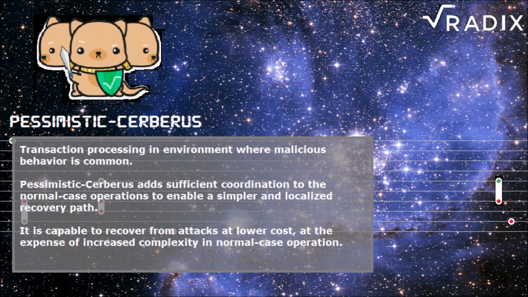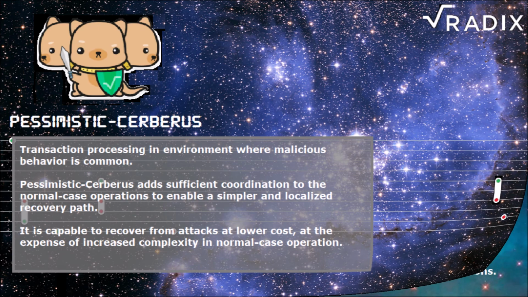Pessimistic Cerberus: transaction processing in environments where malicious behavior is common. Pessimistic Cerberus adds sufficient coordination to the normal case operations to enable a simpler and localized recovery path. It is capable of recovering from attacks at lower cost, at the expense of increased complexity in normal case operation.